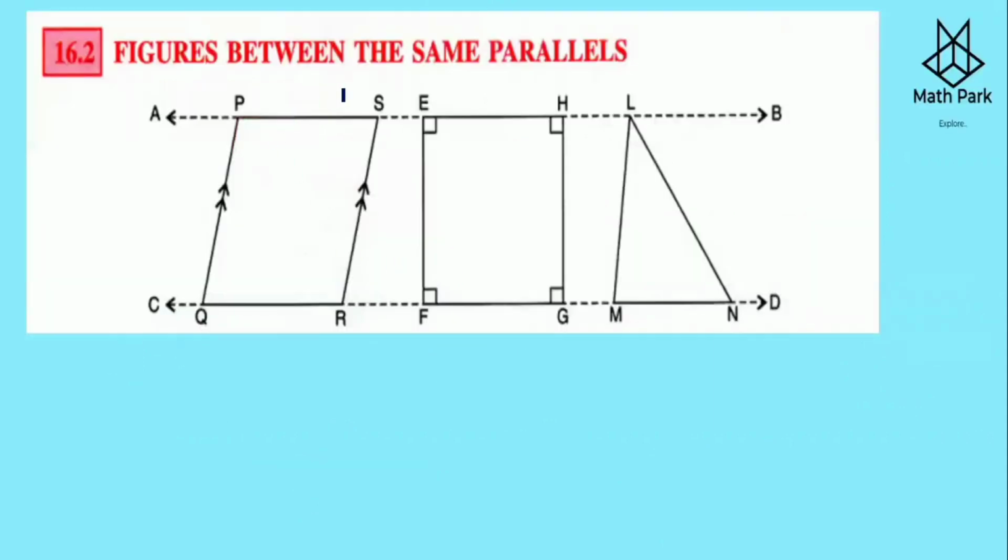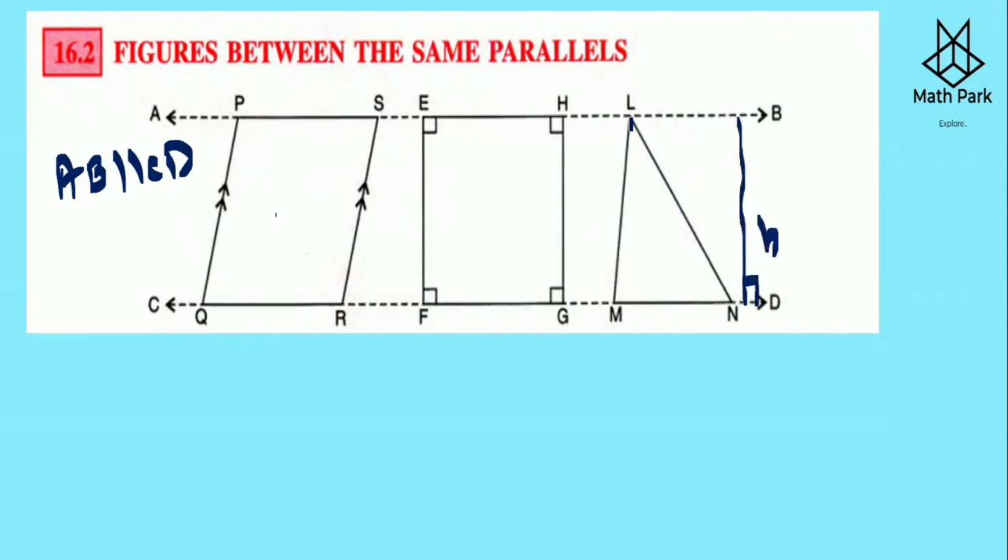So the figures between the same parallels. You can see that here AB is parallel to CD. These are the two parallel lines. And there are some figures. You have a parallelogram here, you have a rectangle here, and you have a triangle there. All of these will have the same height because the perpendicular distance between two parallel lines is always the same.